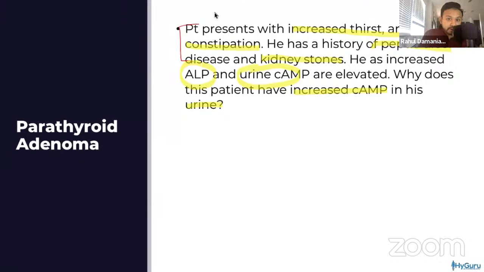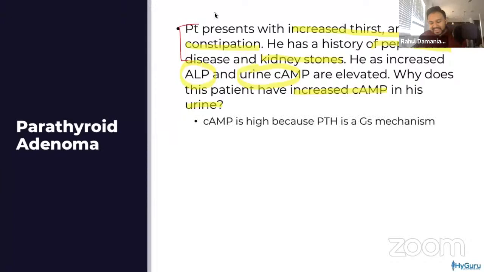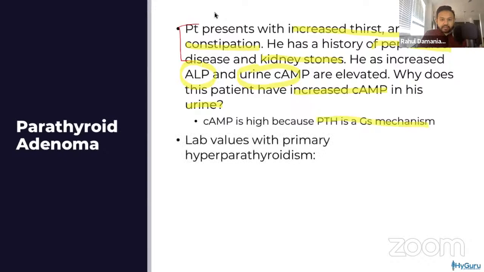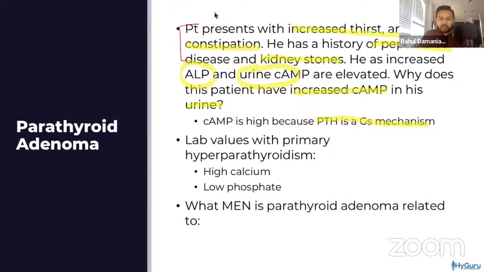Well, that's because PTH, like how we saw in the beginning portion of this webinar, acts via a G protein coupled receptor mechanism. So when we think about primary hyperparathyroidism, PTH is going to be high, and that's going to cause you to have high calcium, more phosphate trashing, and the MEN syndrome that's related to a parathyroid adenoma is going to be primarily MEN1. Remember, MEN2A, just a subtle point, is related to parathyroid hyperplasia, but you get similar lab findings.